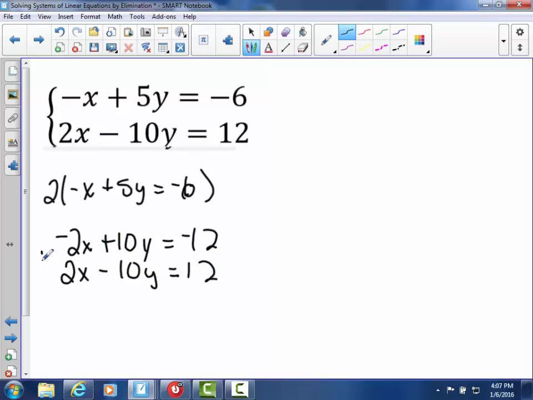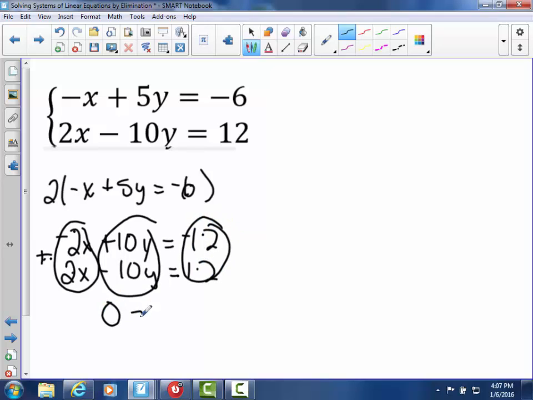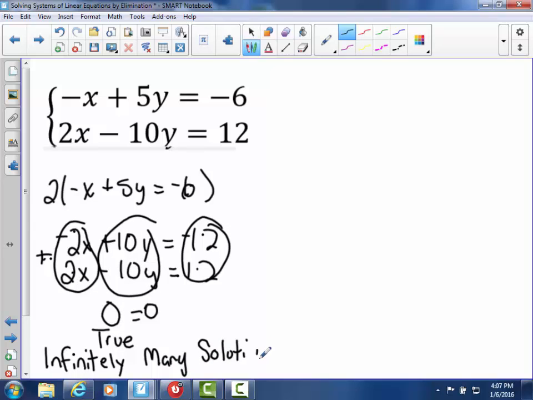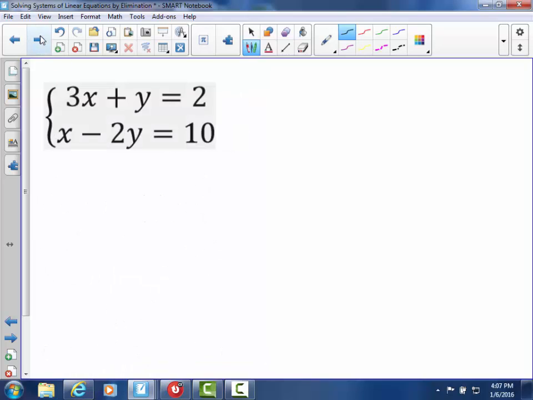Okay, and I'm going to add them together. So -2 plus 2 is 0. 10 plus -10 is also 0. -12 plus 12 is also 0. So I've got 0 equals 0. Well, that's actually true, which means I have infinitely many solutions. Okay, cool. Let's look at another one.